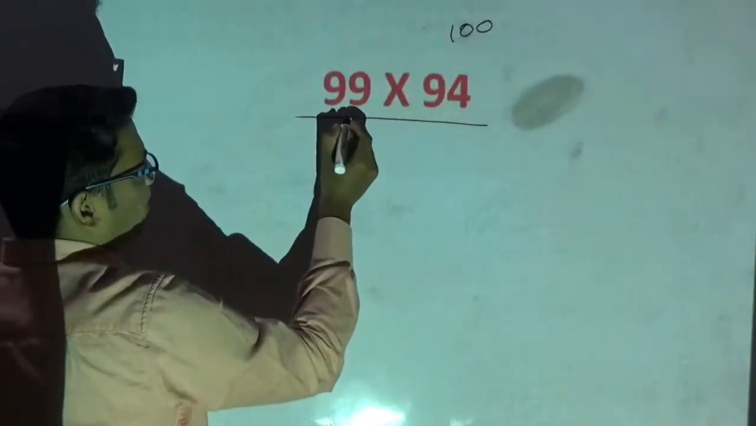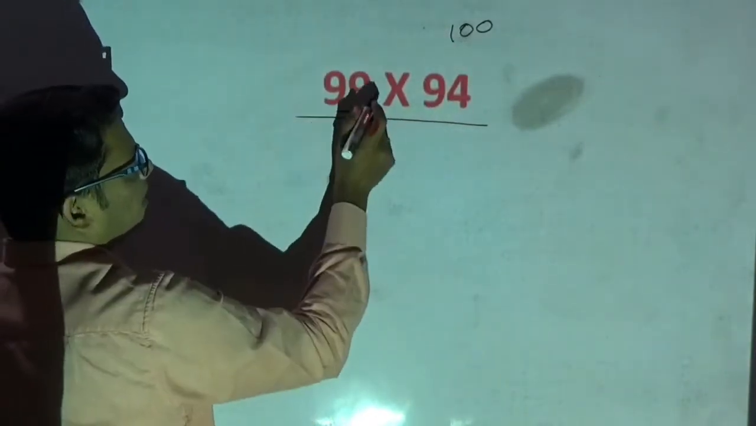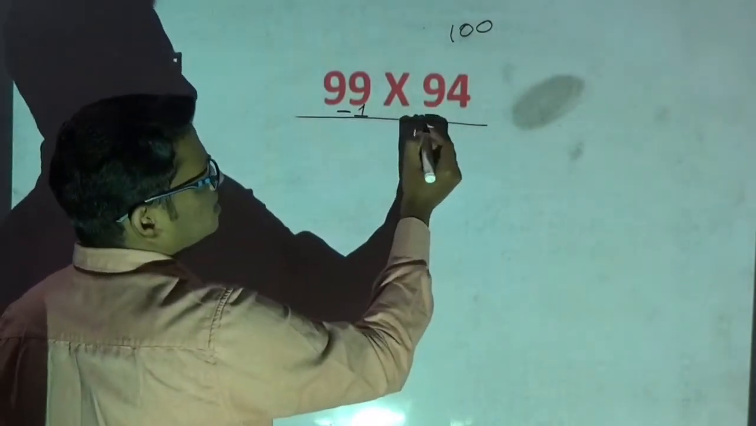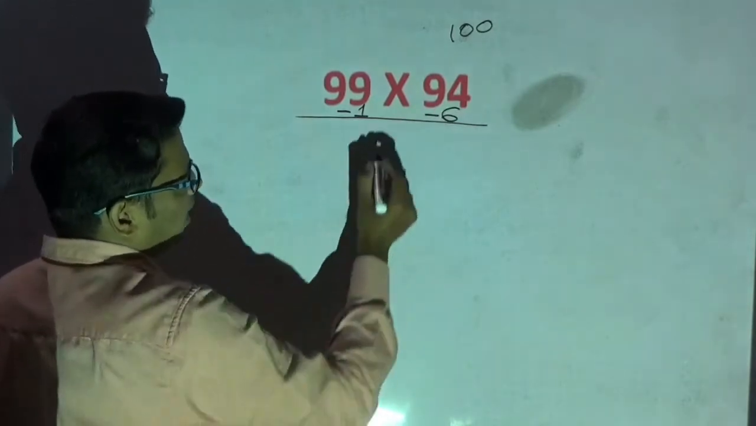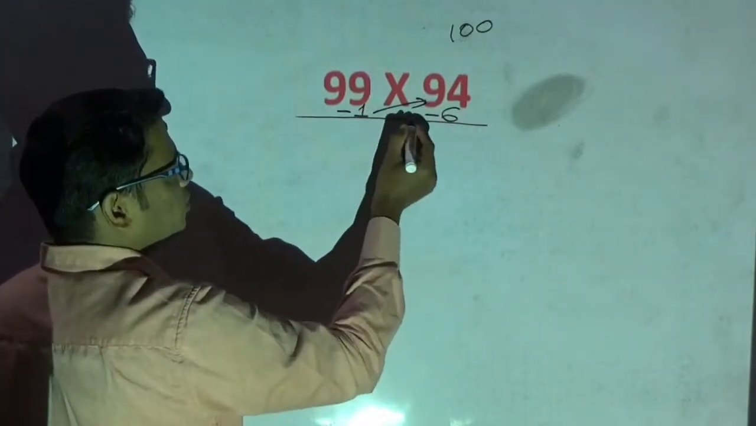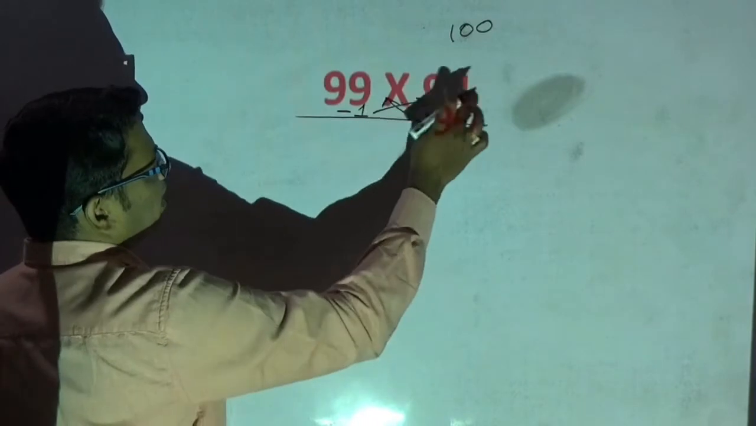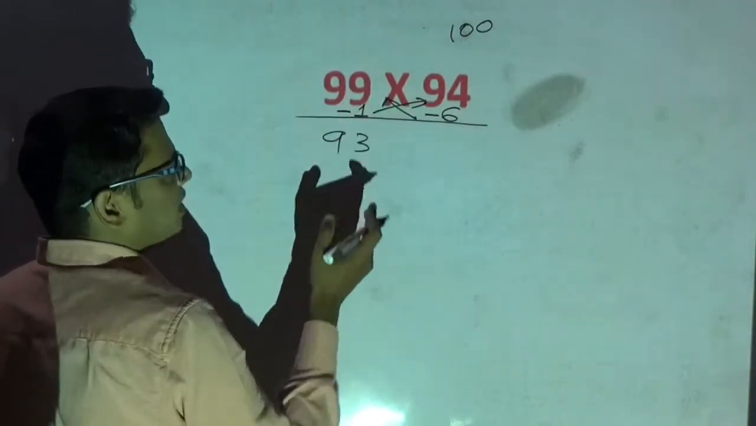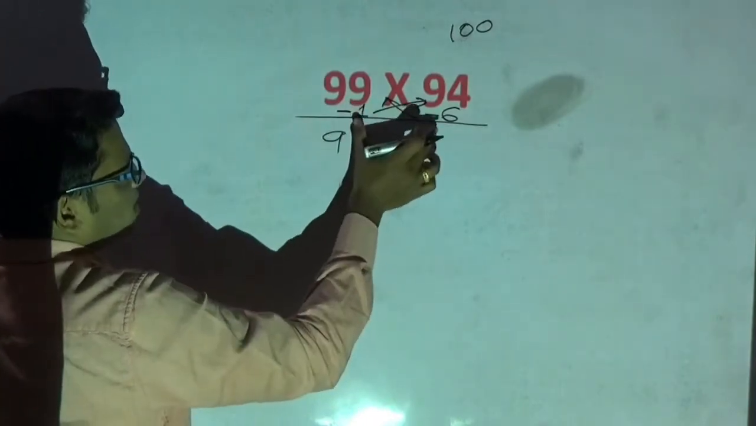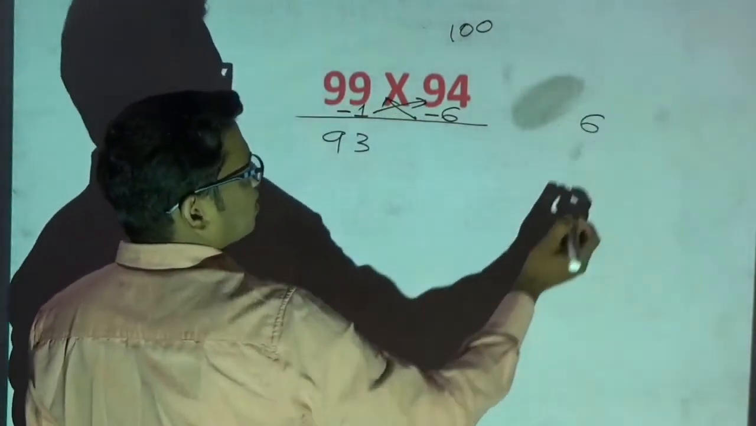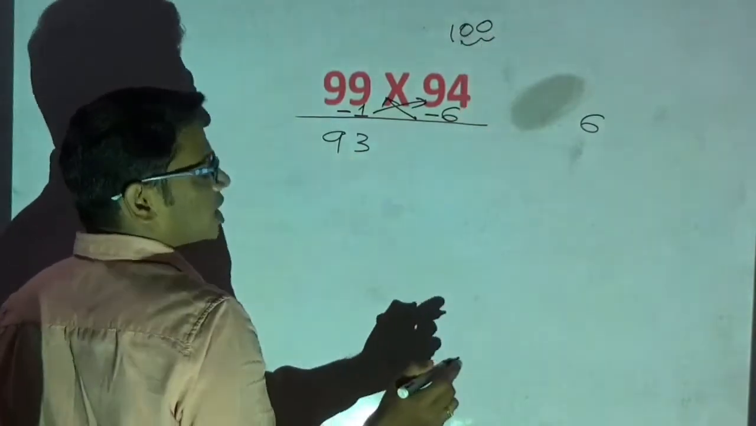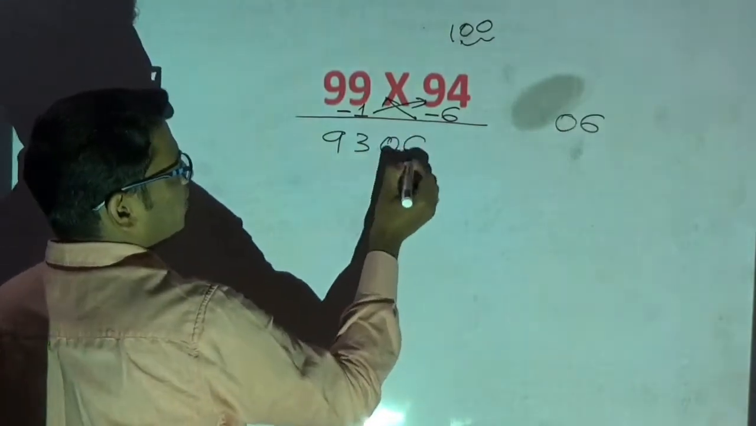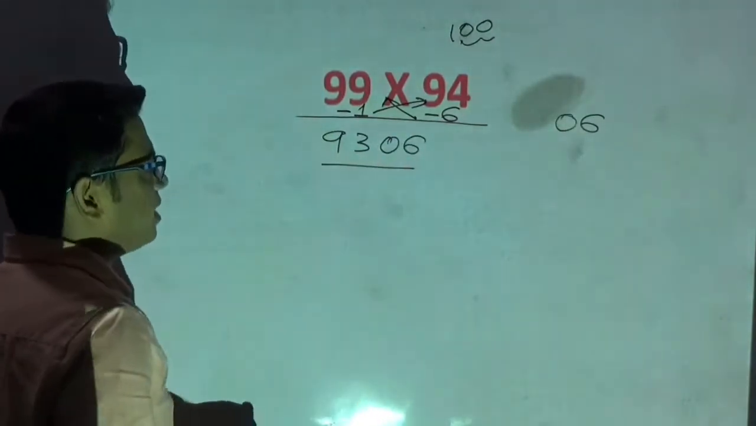This number is below the base. Below means minus. Below by how much? By 1. This number is also below my base, by 6. Below means negative. Now you have to do cross subtraction, like this or like this. 94 minus 1 is 93. Now 99 minus 6 is also 93. You do it one time. Now minus 1 into minus 6 is plus 6. But you see 2 zeros, so you should get a 2-digit answer only. So 06. Now you put it here. So the answer for this question is 9306.